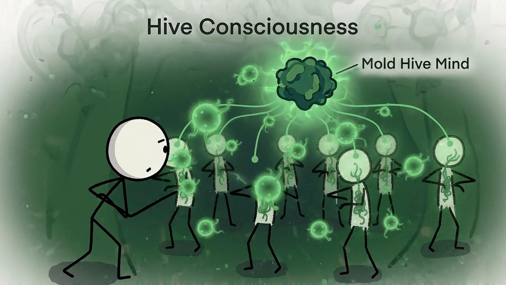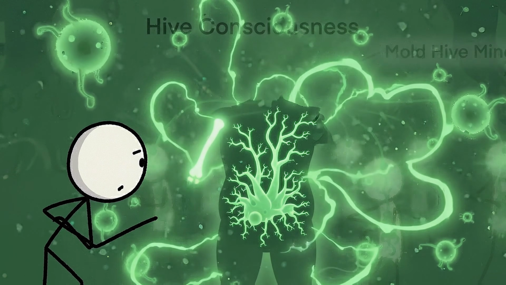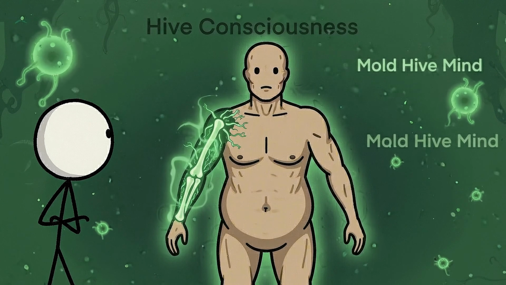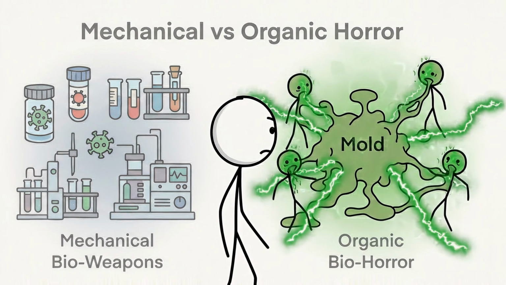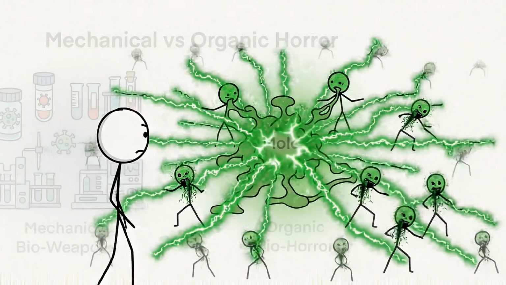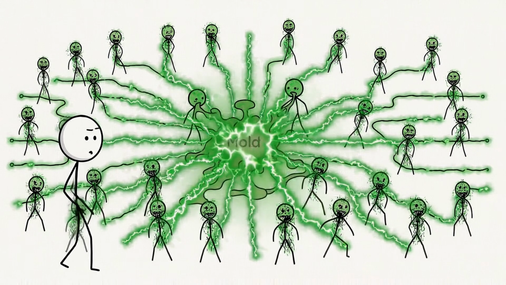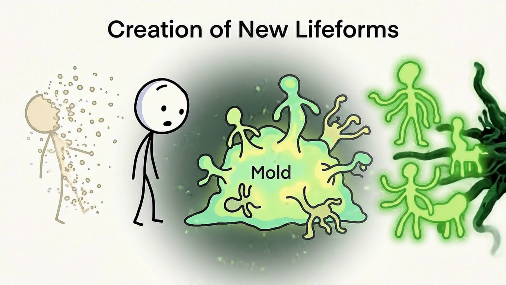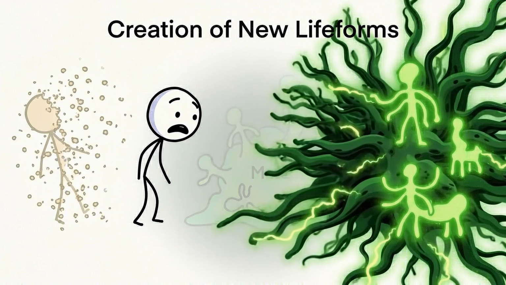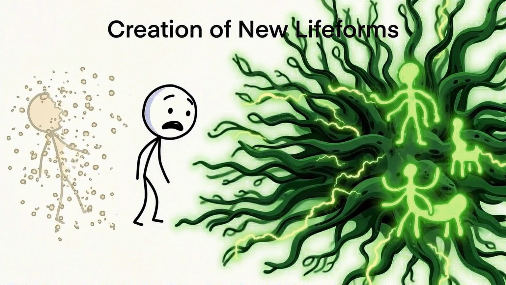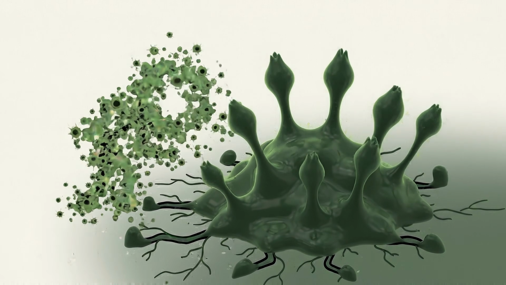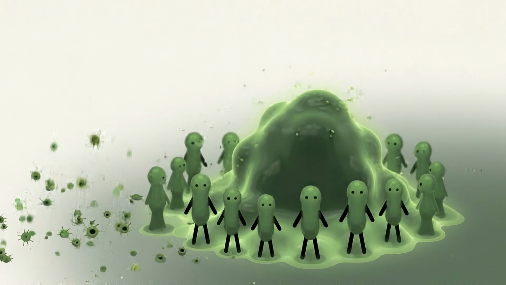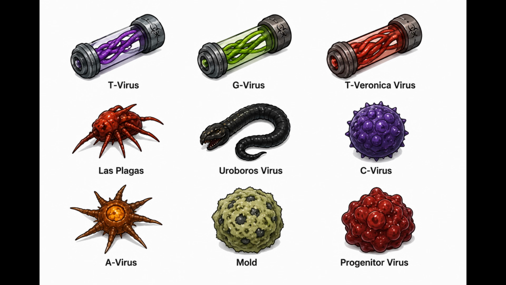What makes the mold different is its almost hive-like nature, connecting infected individuals through a shared consciousness. It represents a shift toward biological horror that feels more organic and less mechanical than earlier experiments. The infection can also create entirely new life forms rather than just mutate existing ones. Its slow, creeping spread adds a different kind of tension compared to fast outbreaks.